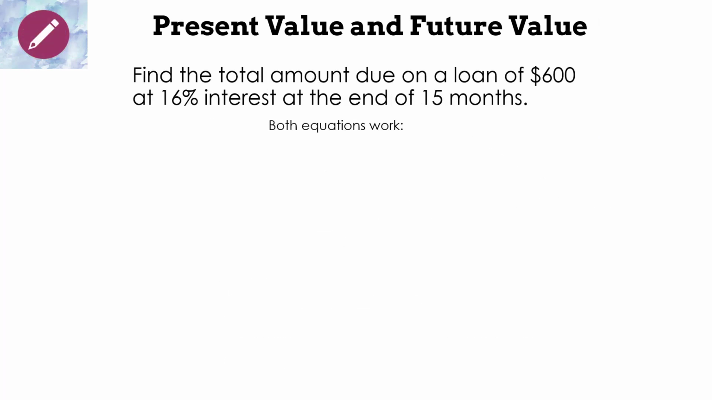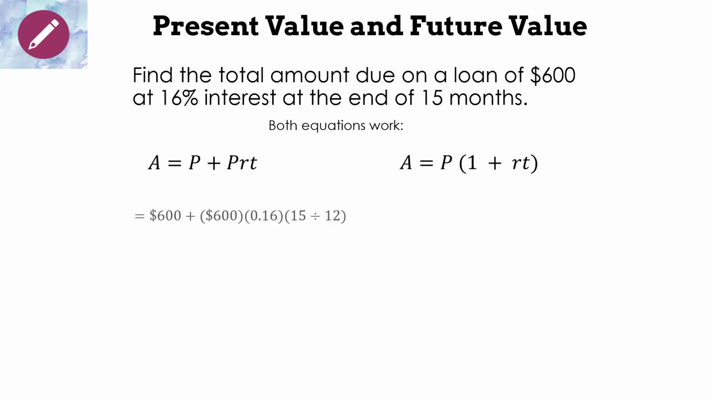Find the total amount due on a loan of $600 at 16% interest at the end of 15 months. We're going to work both equations because I want you to see that they're exactly the same. The first one is A equals P plus PRT. What's that going to look like?